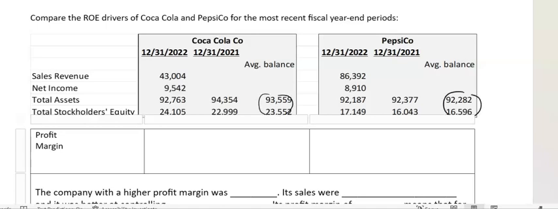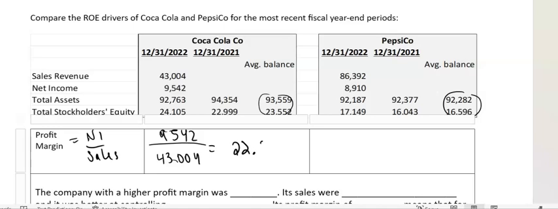Let's start with profit margin. Our profit margin, as we said, is equal to net income divided by sales. So for Coca-Cola, this would mean 9542 divided by 43004. This works out to be 22.2%.